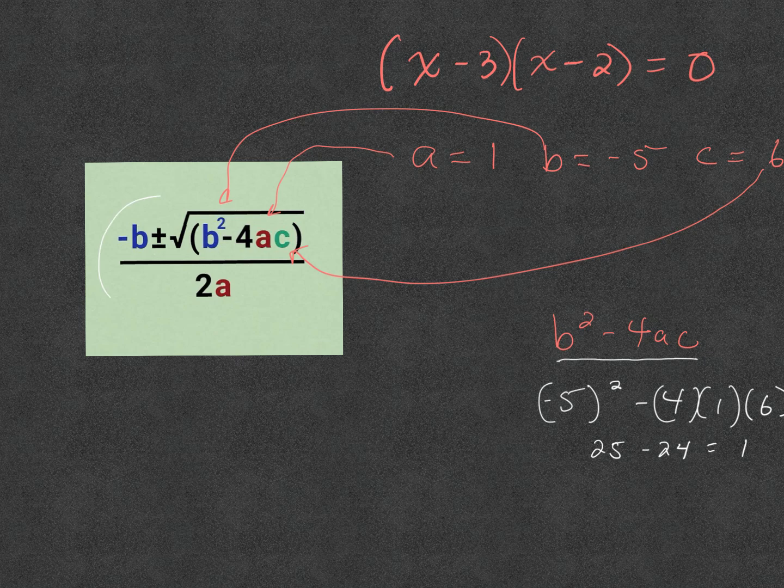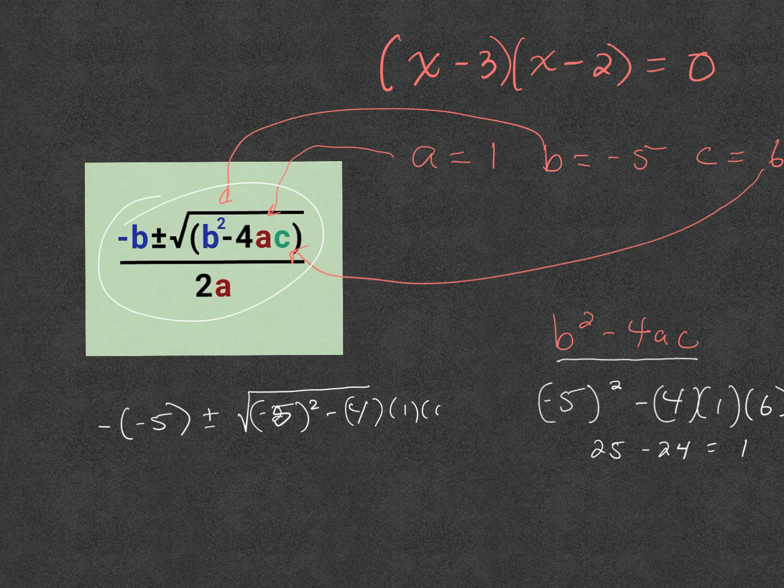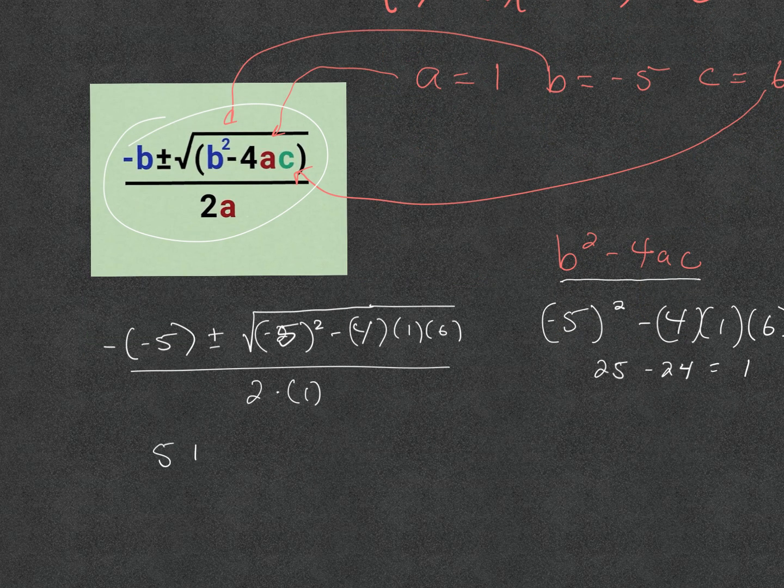Well, let's use the whole formula. The whole formula is -b, that's 5, plus or minus the square root of b squared minus 4ac. So we get -5 squared, we did this already, minus 4 times 1 times 6, divided by 2 times a, which is 1. Great. Now we're going to get 5 plus or minus the square root of 1. We already did that part. Divided by 2, that equals 5 plus or minus 1 divided by 2.